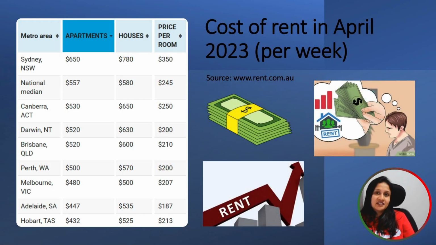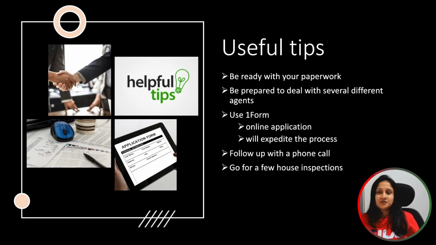On this screen, I have shared some information about the cost of rent, and this information is from April 2023. You can see that Sydney has the most expensive rent for apartments and houses, which is $650 per week for apartments and $780 per week for houses. And Adelaide has the lowest rent for apartments, which is $447, and Melbourne has the lowest rent for houses, which is $500.